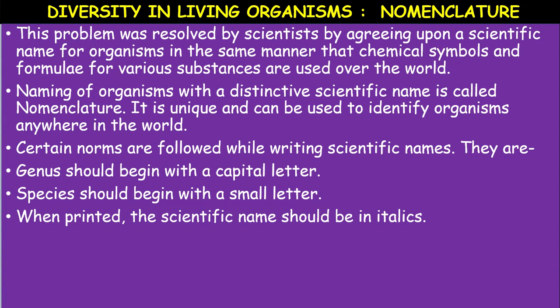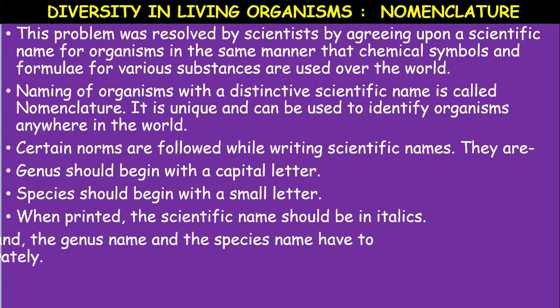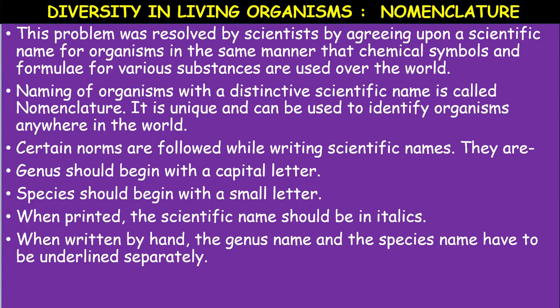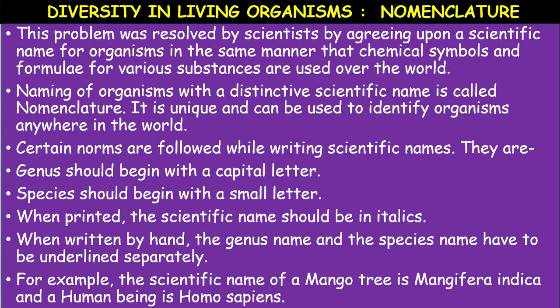When printed, the scientific name would be in italics. The scientific name should be in italics when we print. When written by hand, the genus name and the species name have to be underlined separately. If you print, we have to use italics, and if you write by hand, then you have to underline the genus name and specific name.